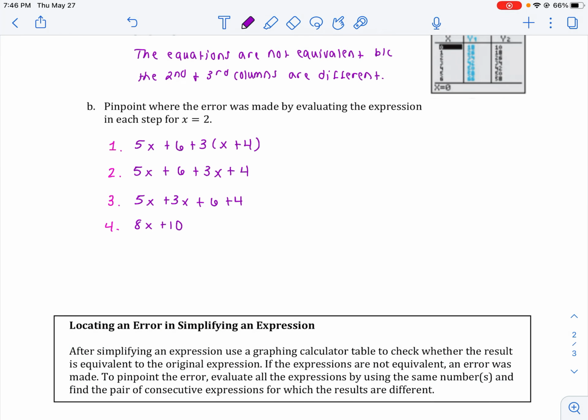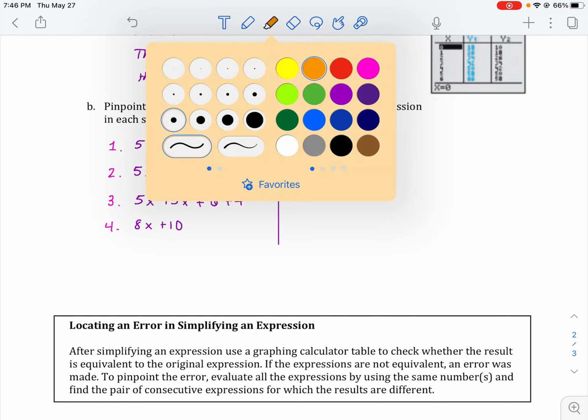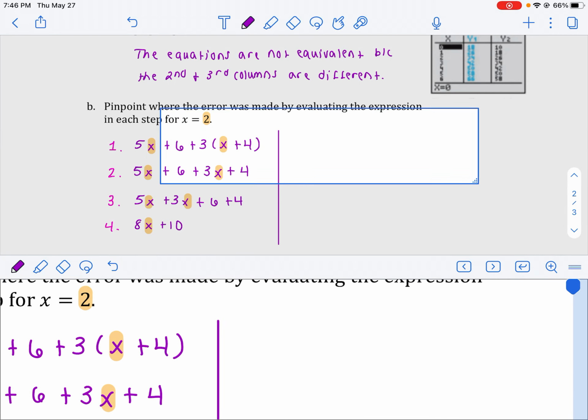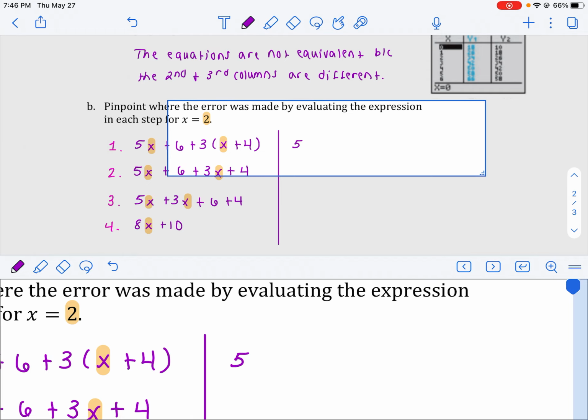So what we're going to do is take 2, and we are going to plug it in everywhere we see x in these expressions. Because if they're equivalent expressions, when we plug in 2, we should be getting the same result on each line. So we'd have 5 times 2 plus 6 plus 3 times the quantity 2 plus 4.